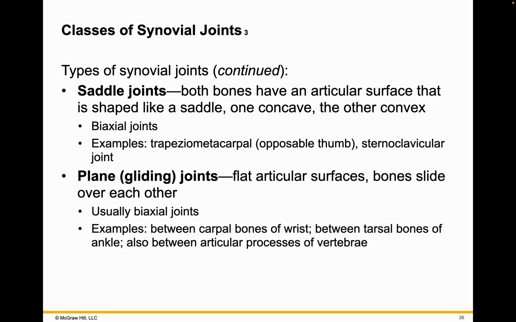Saddle joints: both bones have an articular surface that's shaped like a saddle, one concave, the other convex. These are biaxial joints. The opposable thumb joint is a good example of this. Gliding or plane joints have a flat articular surface where the bones slide over each other. These are usually biaxial joints. They're between the carpal bones of the wrist and the tarsal bones of the ankle.